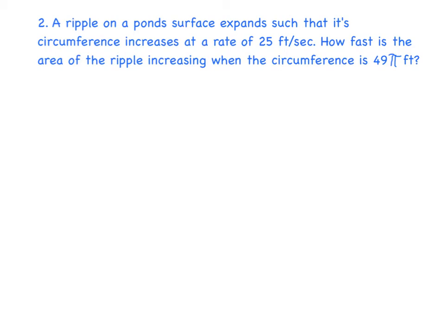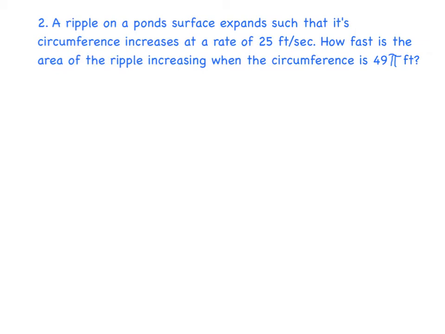All right, the second question reads, a ripple on a pond's surface expands such that its circumference increases at a rate of 25 feet per second. How fast is the area of the ripple increasing when the circumference is 49 pi feet?